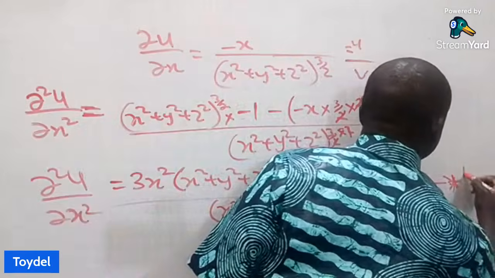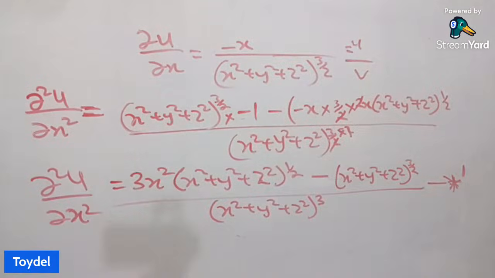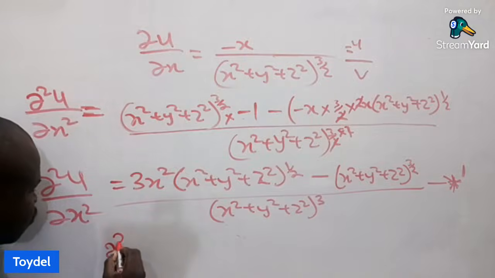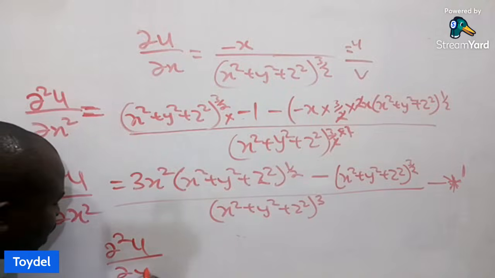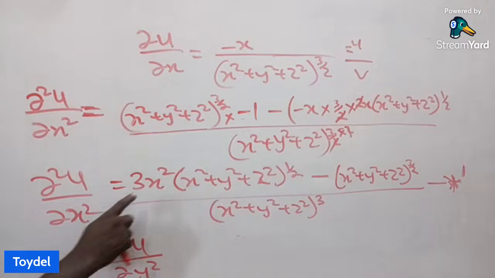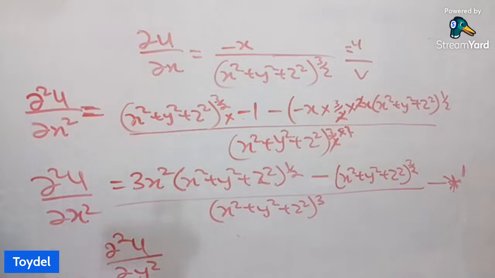So we have been able to find the value of the second partial derivative of u with respect to x squared. But if you look at the question critically, you realize that even if I decide to find the next one, which is the second partial derivative of u with respect to y squared, I'm still going to get everything. The only difference is that this place will be y squared because it's the same thing.